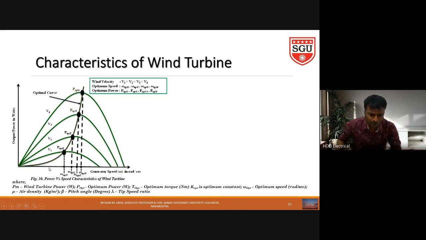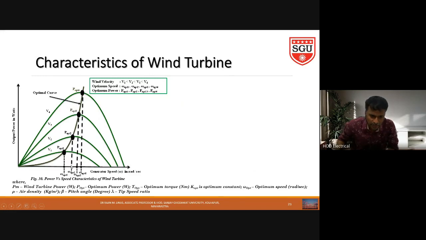For example, for the particular wind velocity V1, if the generator speed is running at this position, we can extract only this much power. But we want to extract the maximum power. If you run the generator at this point, we cannot extract the maximum power. So we first have to understand where the optimum point is, and accordingly run the generator at the particular optimum speed.